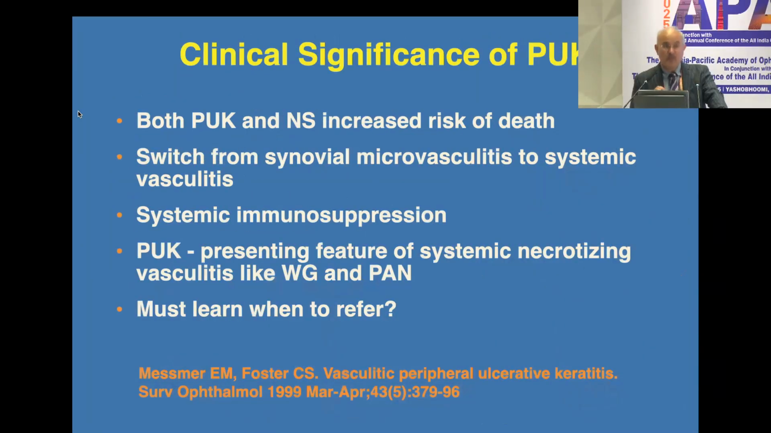But very important is the significance of PUK and necrotizing scleritis, especially if the patient has collagen vascular disease. This has a very serious implication. It means it's not only an eye disease; it signifies that there is a possibility of visceral vasculitis, meaning kidney, liver, heart, lungs can get affected. So you should not take it lightly.